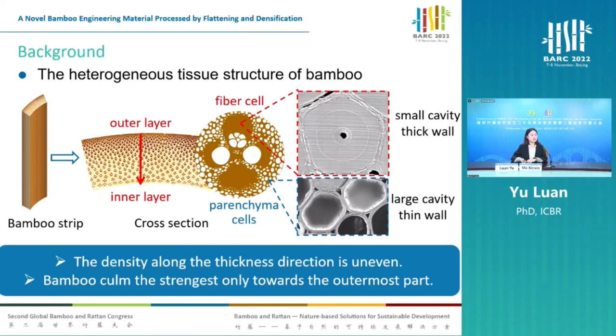The heterogeneous structure makes the density of bamboo along the thickness direction uneven, and the bamboo becomes strongest only towards the outmost part, leaving the rest increasingly weaker, which is unsatisfactory for some applications requiring stability and high strength.